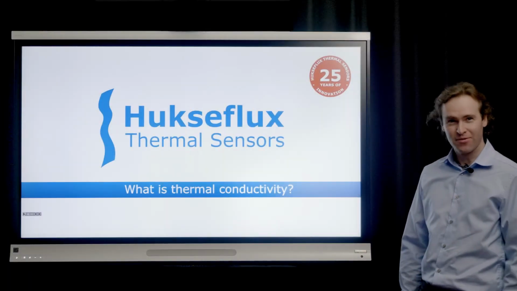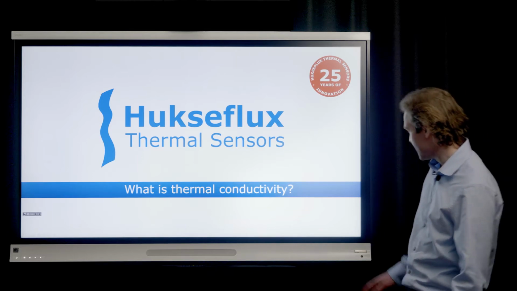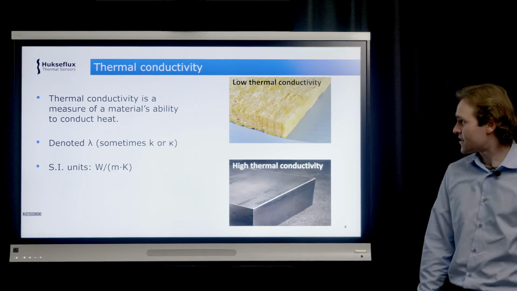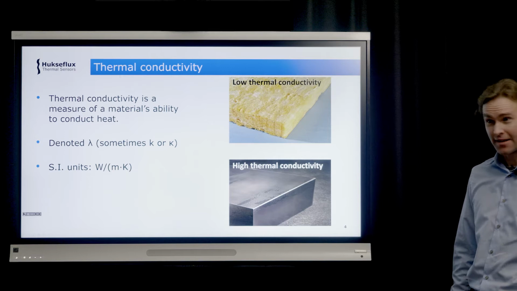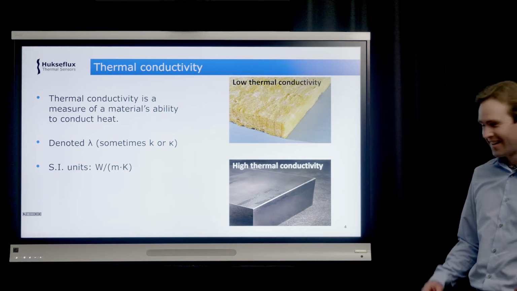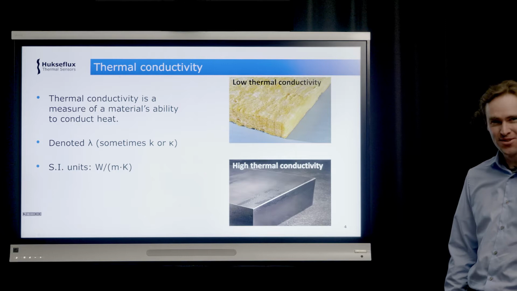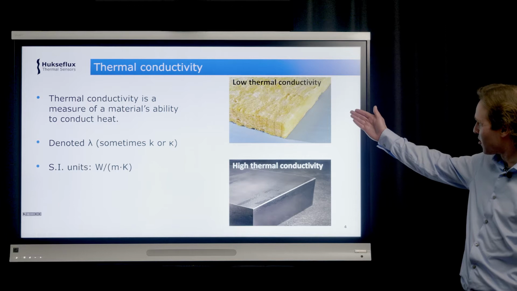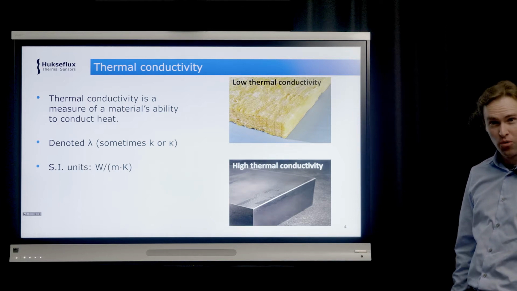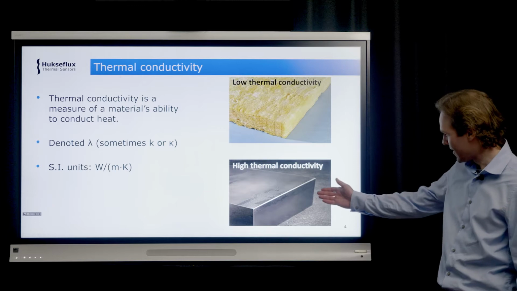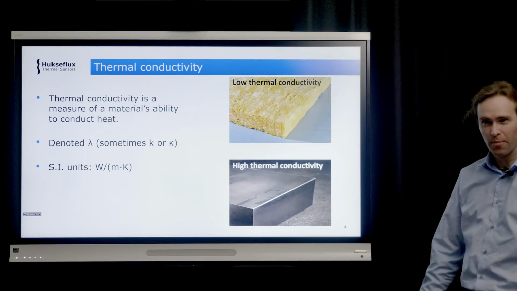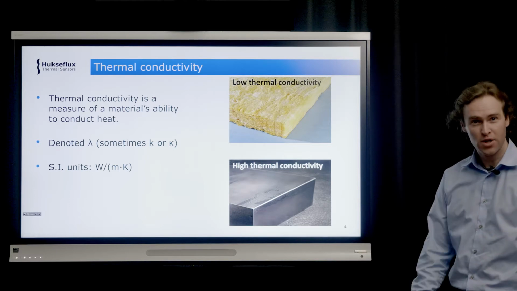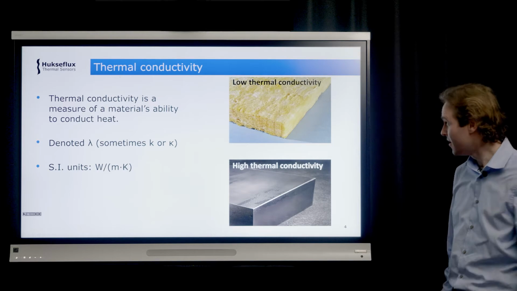Okay, so let's start with an explanation of what thermal conductivity is. Simply put, thermal conductivity is a measure of a material's ability to conduct heat. Of course, everyone has a bit of intuition of what that is. So, for example, you'll all know that the insulating material shown here on the top has a very low thermal conductivity, and you'll probably know that a block of metal shown on the bottom has a very high thermal conductivity. And we want to make that intuition into something more quantitative.